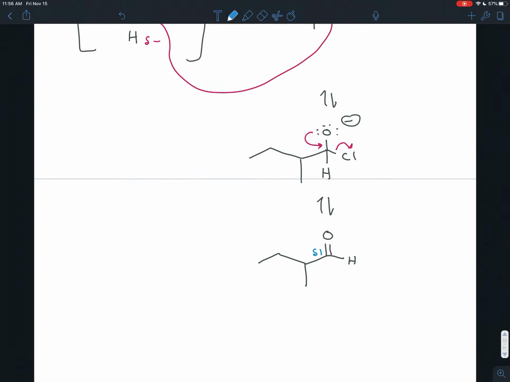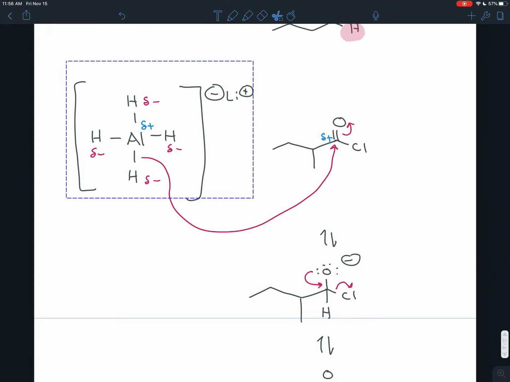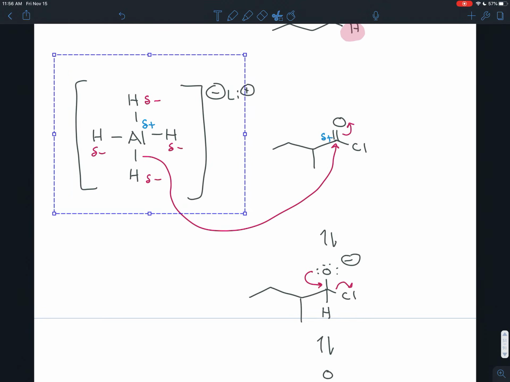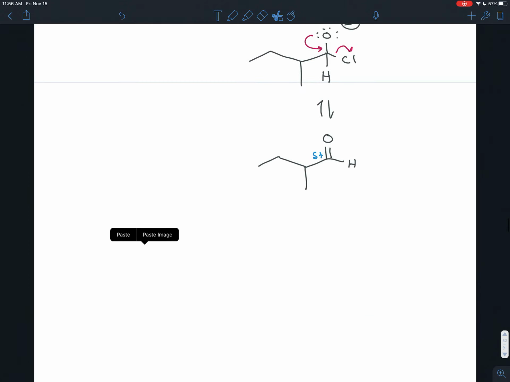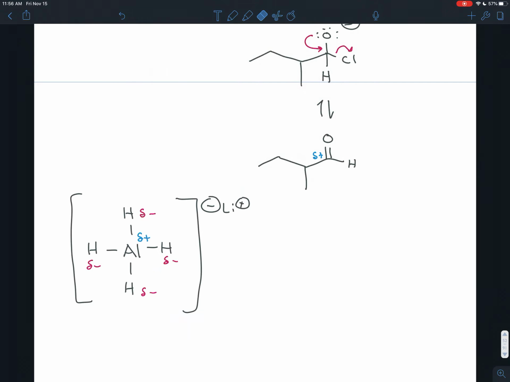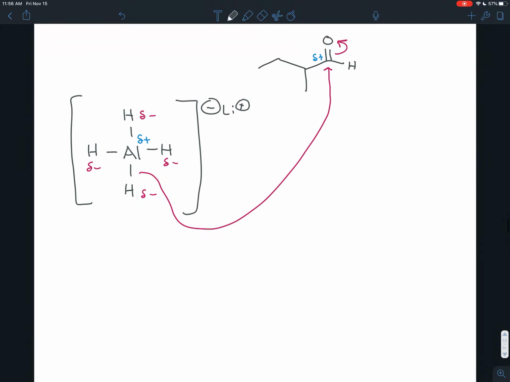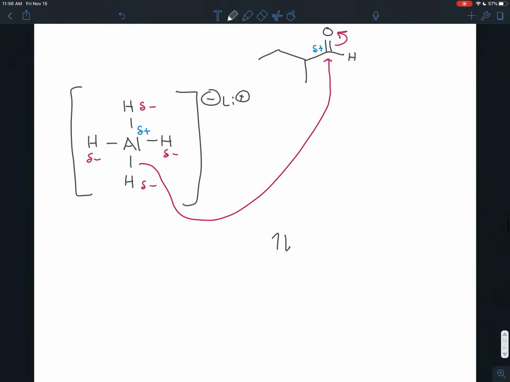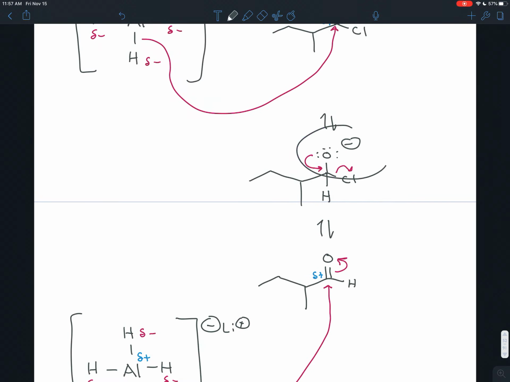So if you have excess lithium aluminum hydride, another equivalent of this can come in and the hydrogen can act as a nucleophile and attack the carbonyl again, kicking those electrons up. So what you get after that second nucleophilic attack is another hydrogen in addition to the first one.